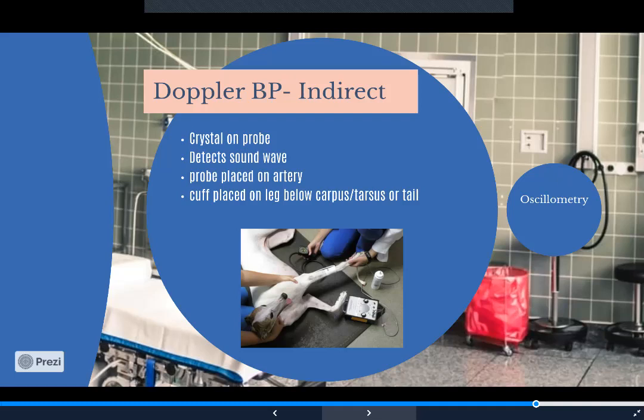And so what has been decided is that for larger dogs, the cuff is placed above the carpus or tarsus, okay? And the cuff is measured as 40% of the circumference of the leg. And for smaller animals, so smaller dogs and cats, we place the cuff below the carpus or tarsus, and we measure 30% of the circumference of the leg or the tail and place it there. Okay.